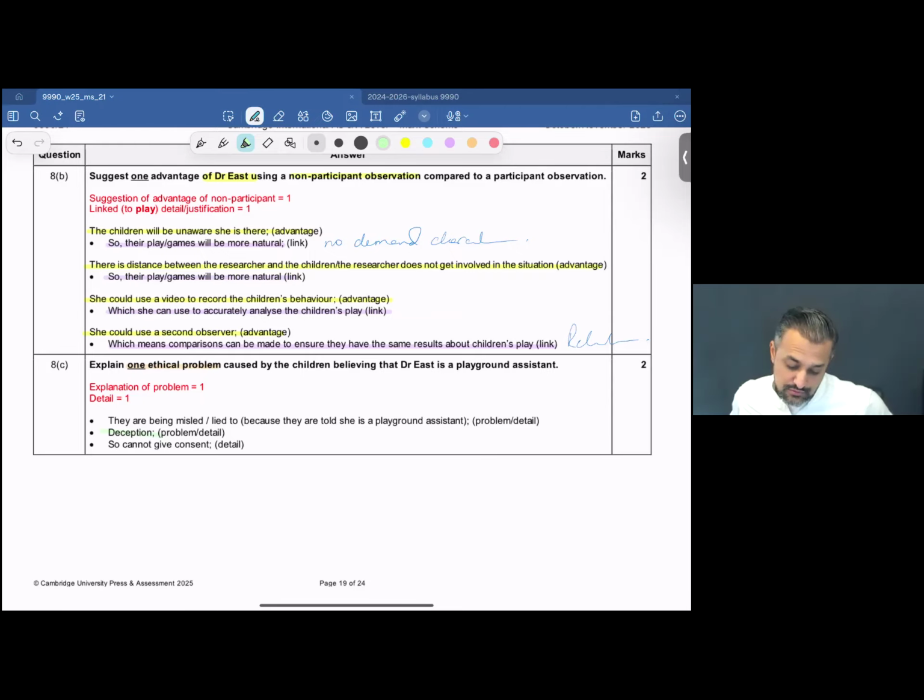So you cannot give consent if the children are being misled. You can only take consent when the people you're observing, in this case and context, know that data is being collected on them, or you at least intend on collecting data on them.